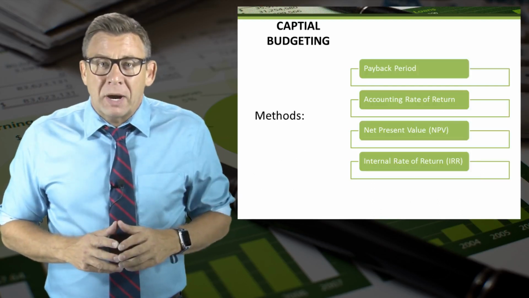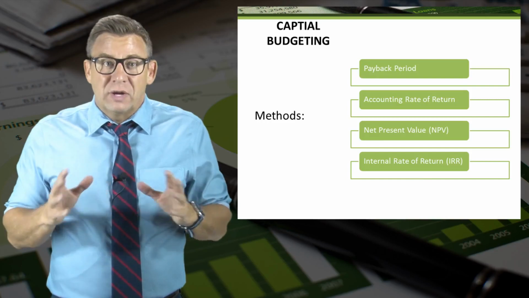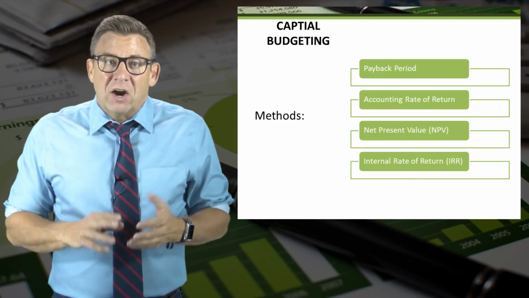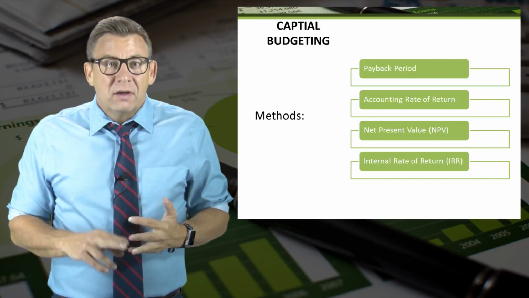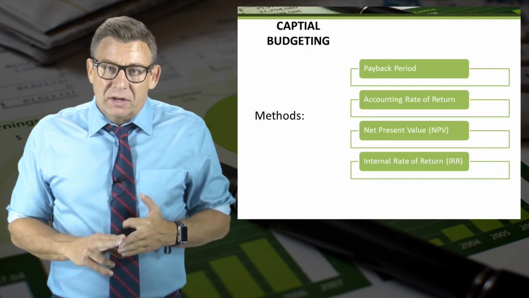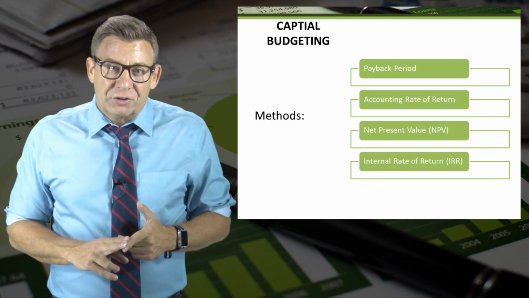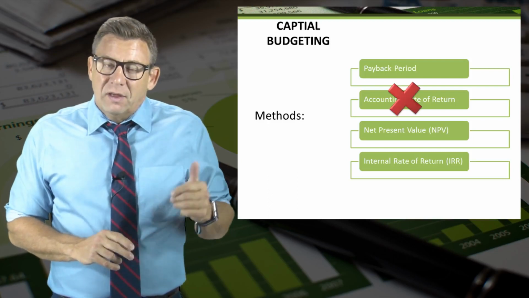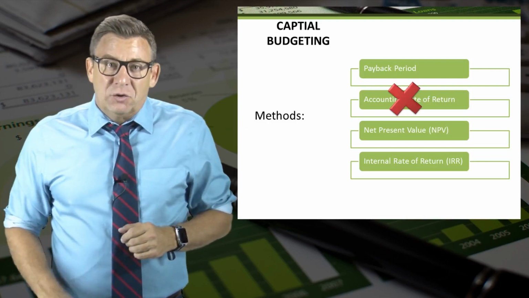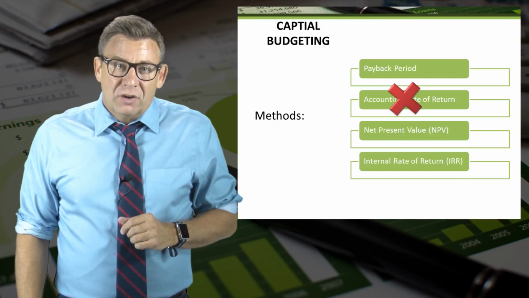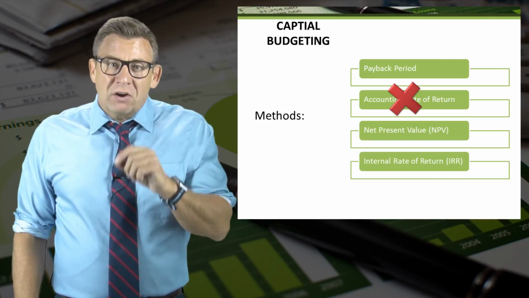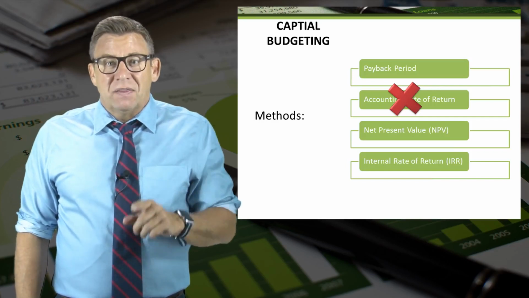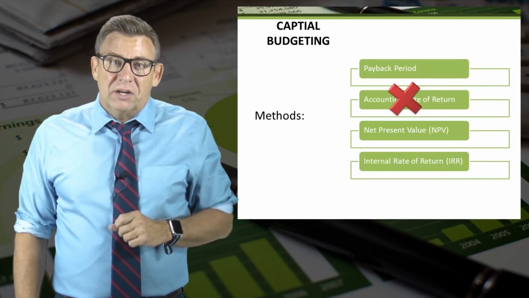There are four primary methods used to do capital budgeting techniques. They are the payback period method, the accounting rate of return method, net present value method, and the internal rate of return method. Although I don't know any company doing the accounting rate of return, I think that might be really old school. So there are examples of videos on the other methods which I strongly encourage you to watch.